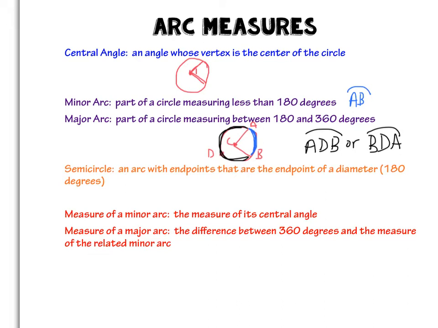A semicircle is an arc with endpoints that are the endpoints of a diameter. So if you draw a circle here, we'd have the middle here, and you'd have your central angle. The semicircle is half the circle. So this angle measure right here is a semicircle.